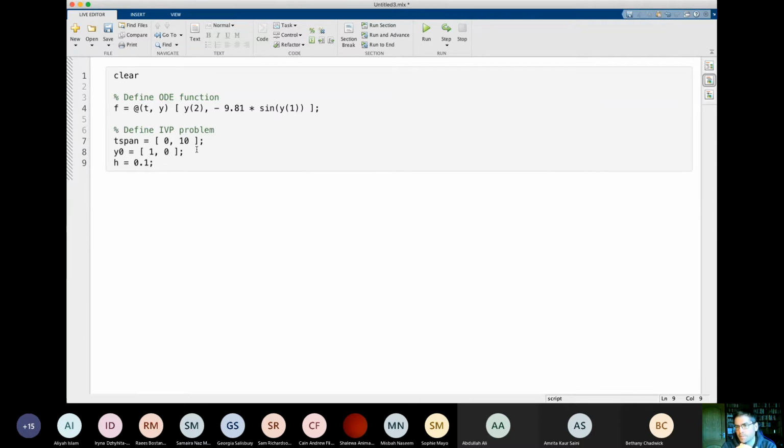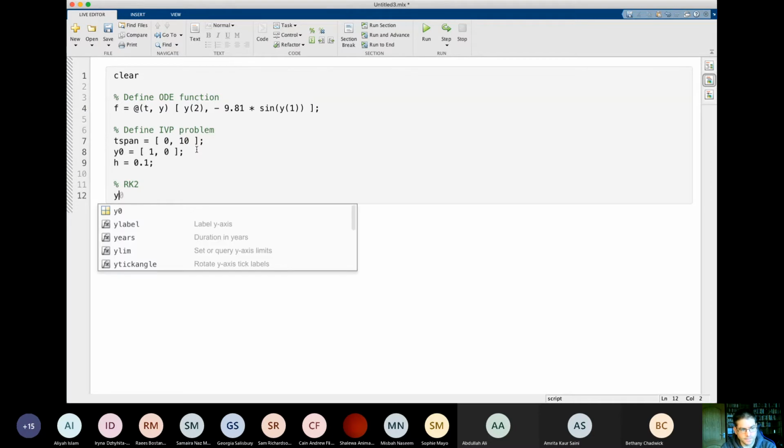It's not a stiff problem. I'll give the game away now. It's not particularly stiff, so it doesn't really matter. What I'm going to do is code up the second order Runge-Kutta method. Now we're dealing with arrays, so instead of a single equation, I've got 2 equations.